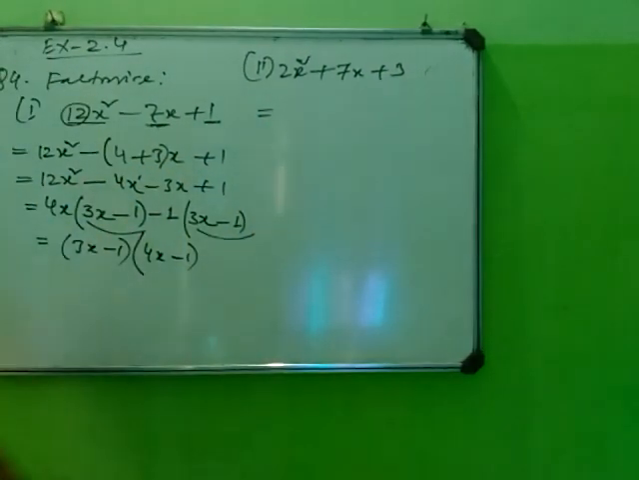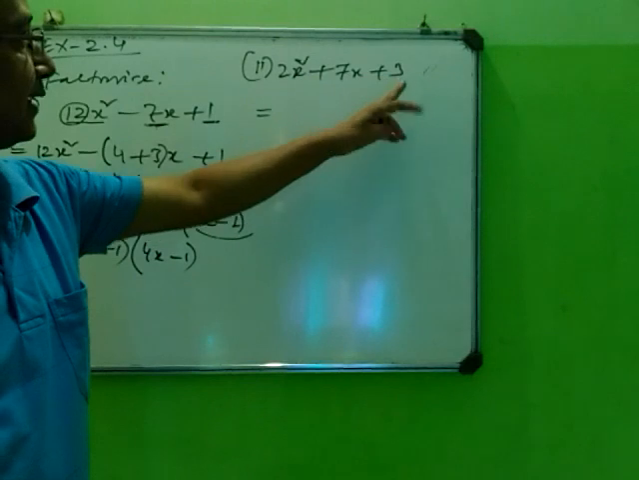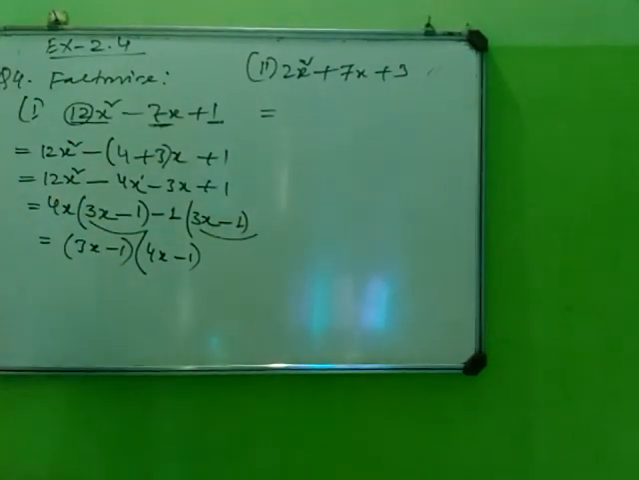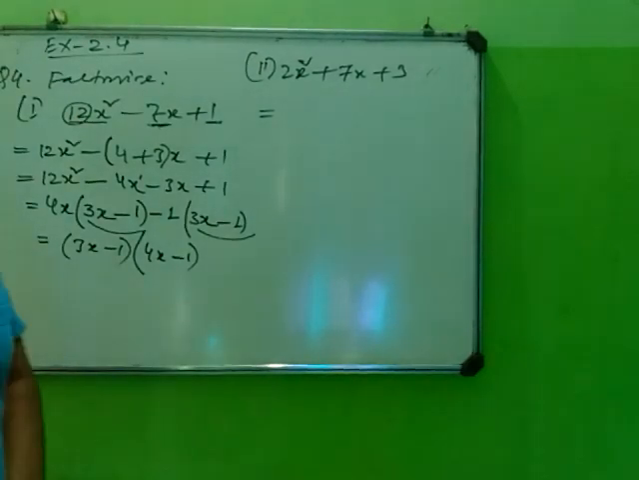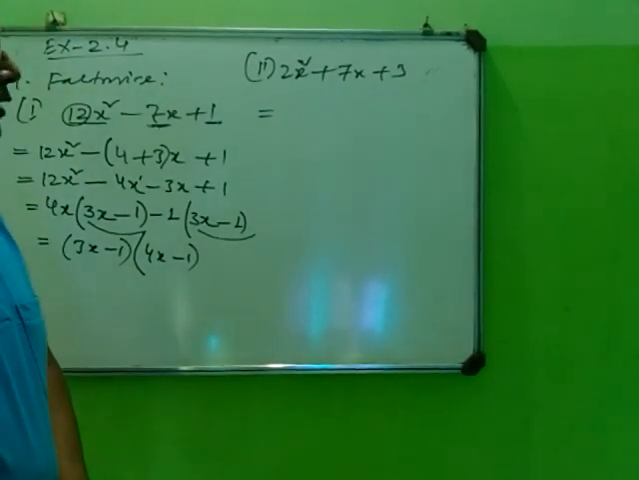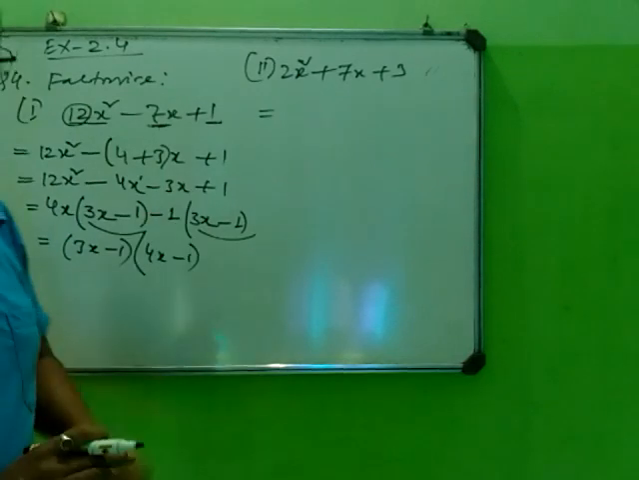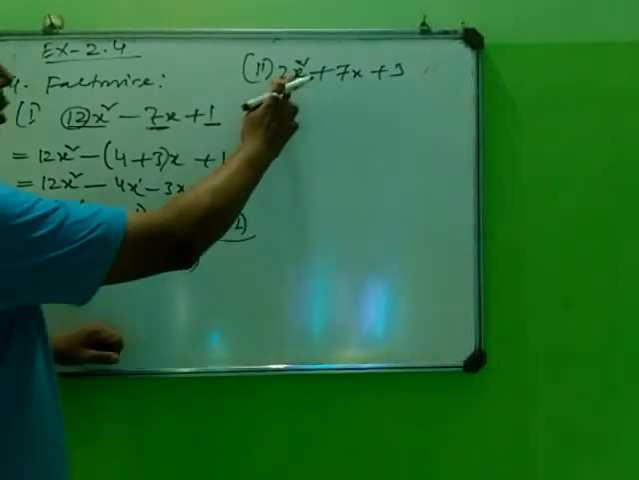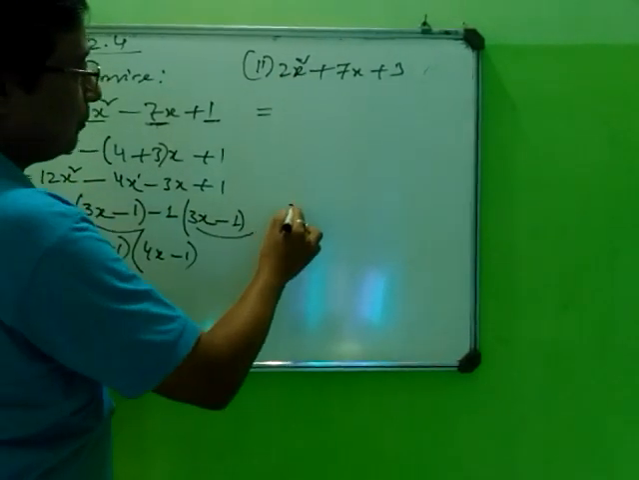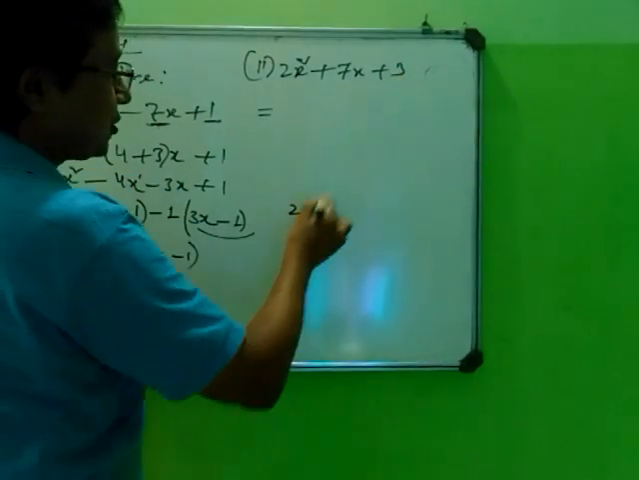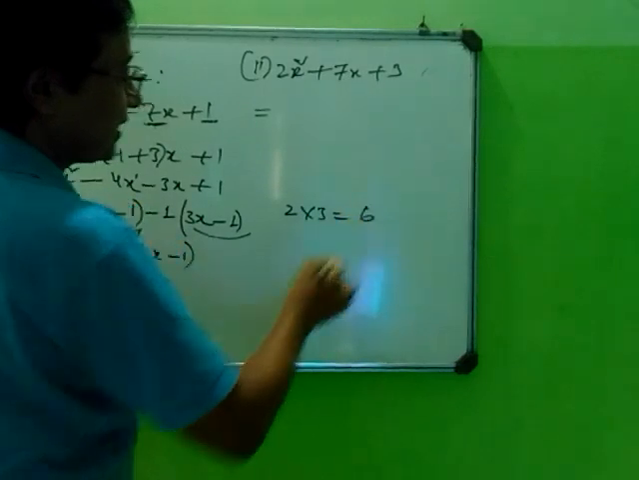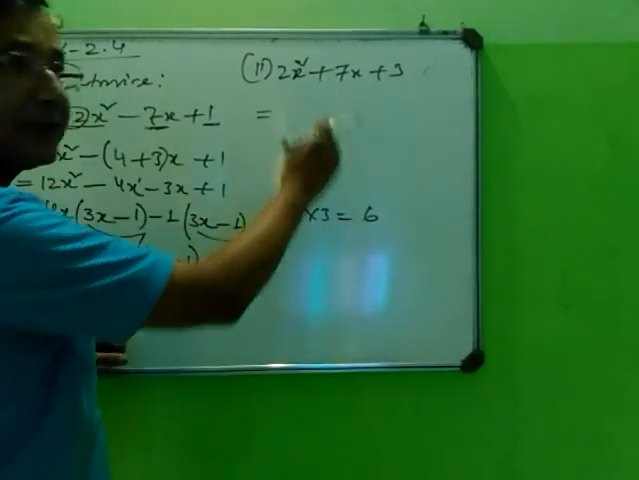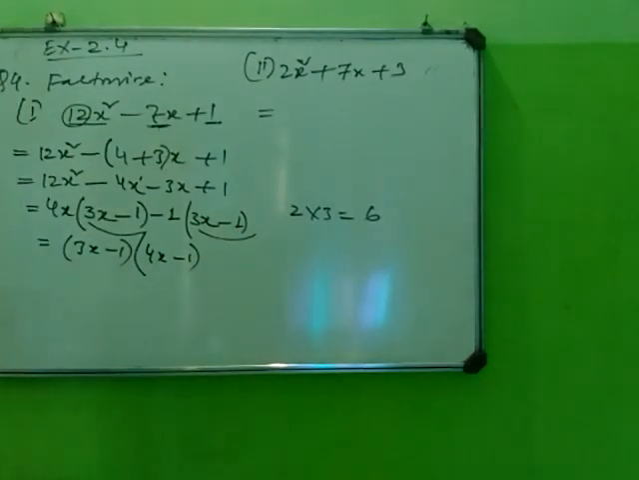Now here you see there are a total of 3 terms, and 3 is not a perfect square, 2 is also not a perfect square. So you cannot take a squared, b squared twice. So the only process left is to split the middle term. The coefficient of x squared is 2, constant is 3. So 2 into 3 you got 6. But 2 plus 3 is 5, and you need 7. So it cannot happen.